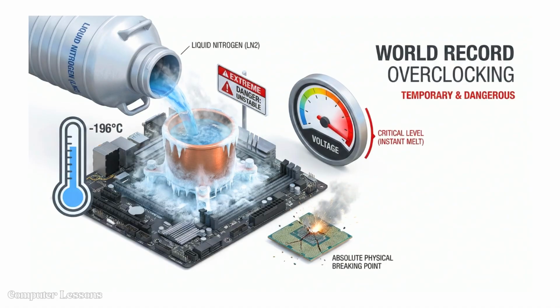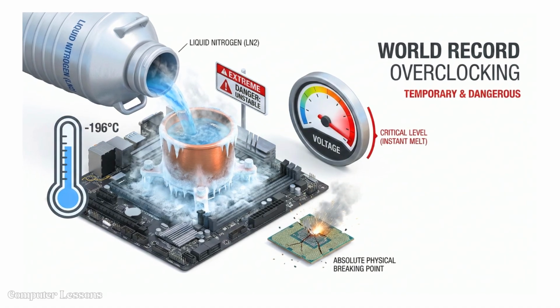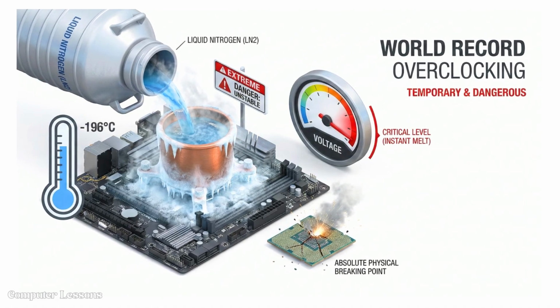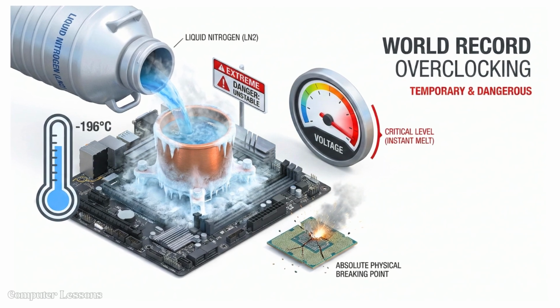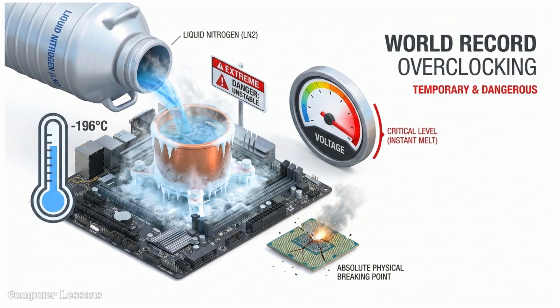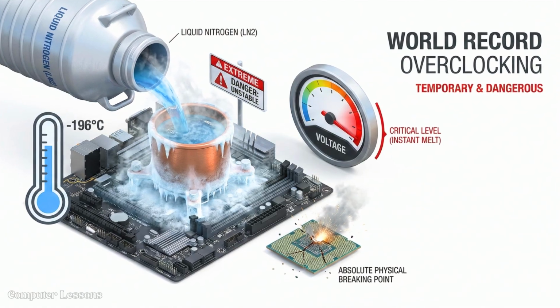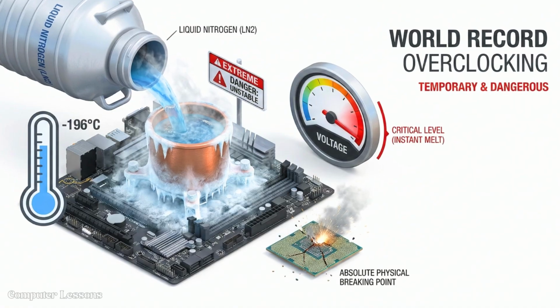At minus 196 degrees Celsius, nitrogen allows processors to run at voltages that would normally melt them instantly. However, this is temporary and dangerous, purely for the sake of pushing silicon to its absolute physical breaking point.